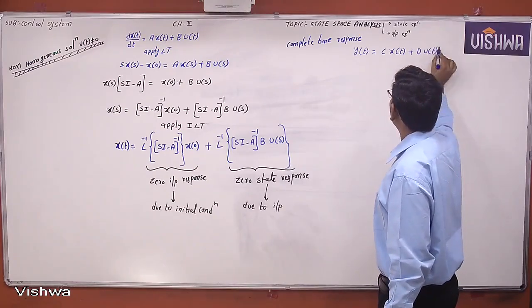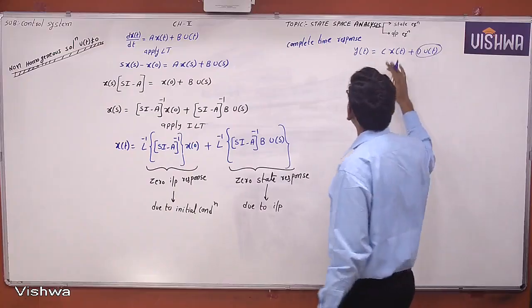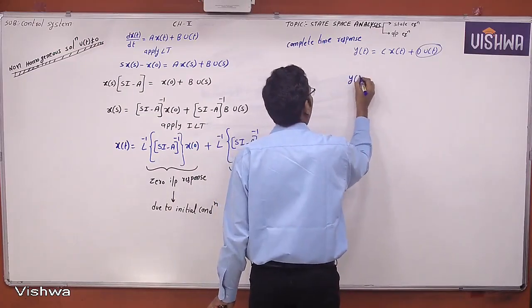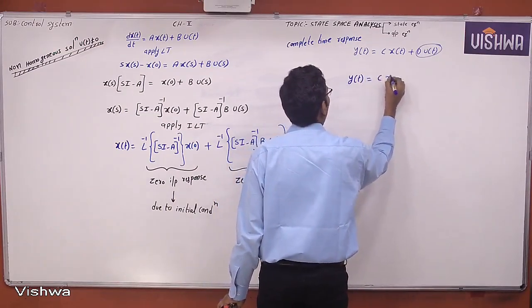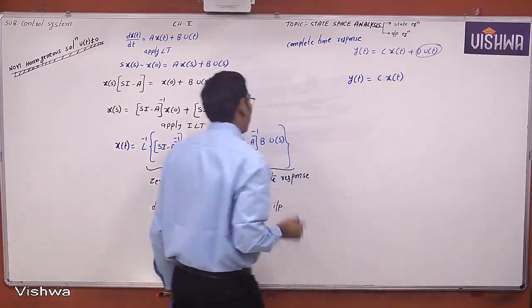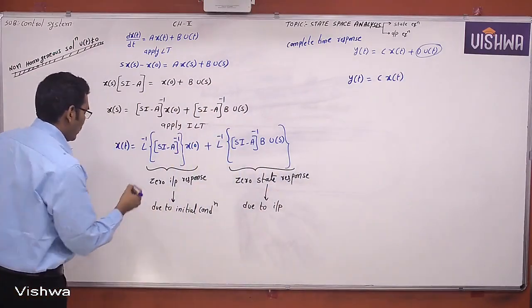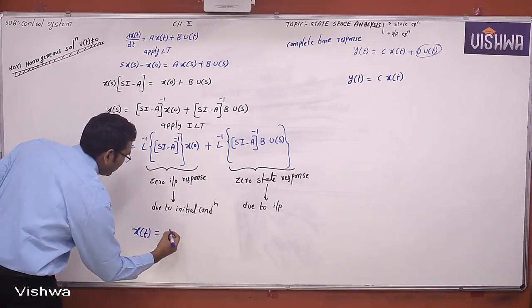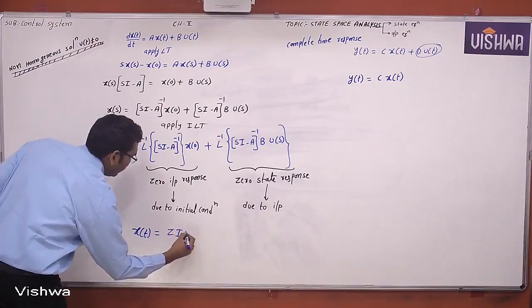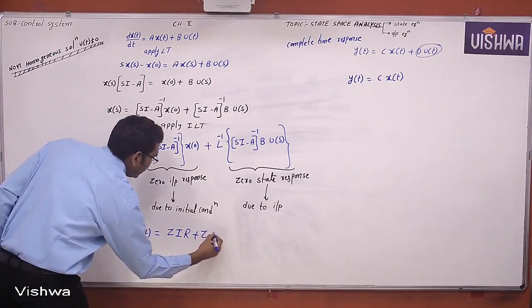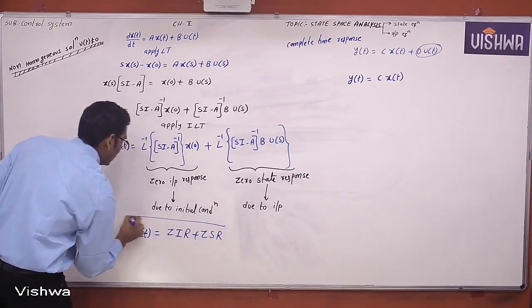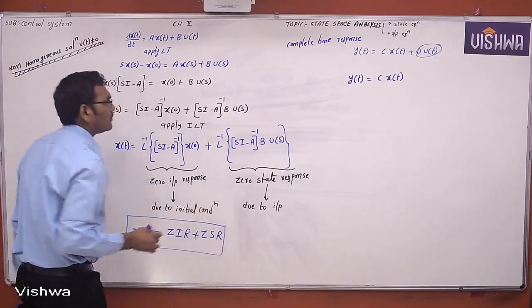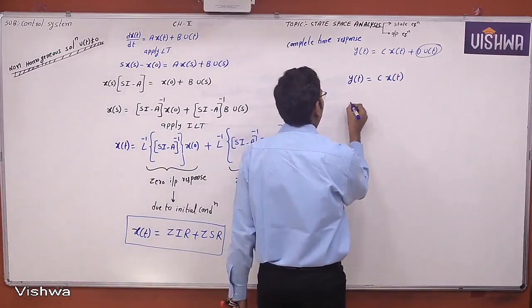Most of the time the D is not there. So if it is there, you can include it. Otherwise, Y of t is equal to C into X of t. Therefore, what is X of t actually? Now the solution of the state equation X of t is nothing but 0 input response plus 0 state response. This is the X of t. So what is the complete time response Y of t?